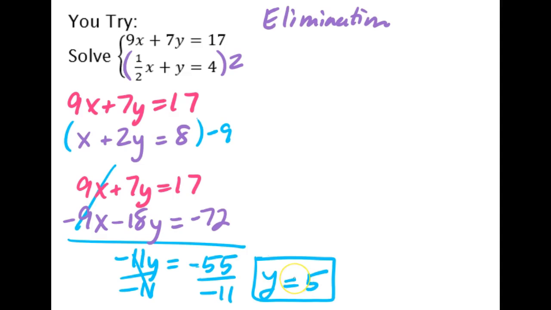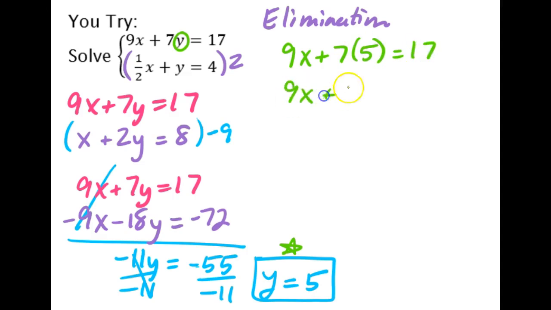I'm now going to take this y and substitute it in. I think it would be easiest to put it into the top equation because that one doesn't have any fractions. So I'm going to take this y right here, and I'm going to plug it in for this y in the top equation. And that's going to give me the second half of my answer. So 9x plus 7y, but instead of y I'm putting a 5, equals 17. So I would have 9x plus 35 equals 17.